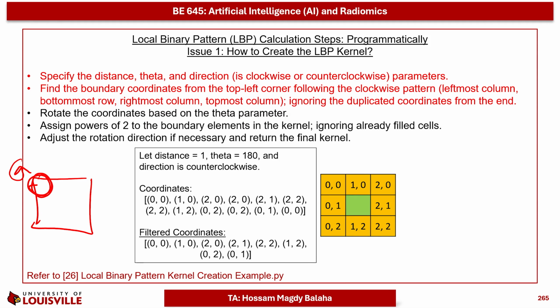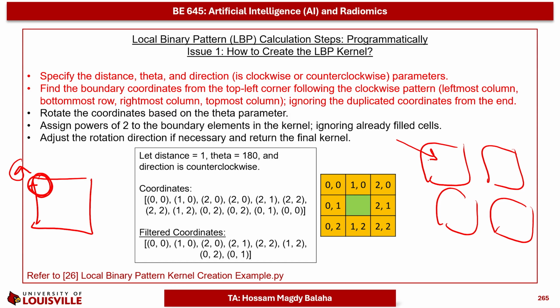But what if we have different distances or different theta values or different directions, clockwise or counterclockwise? Then we need something to generate the LBB kernel based on these 3 parameters automatically, as we don't need to define them manually. We don't need to define different matrices and say if the distance is like that and theta is like that and we are moving counterclockwise, then use that one, otherwise use that one, based on the conditions. We don't need to do that. We need to make it in an automatic manner.